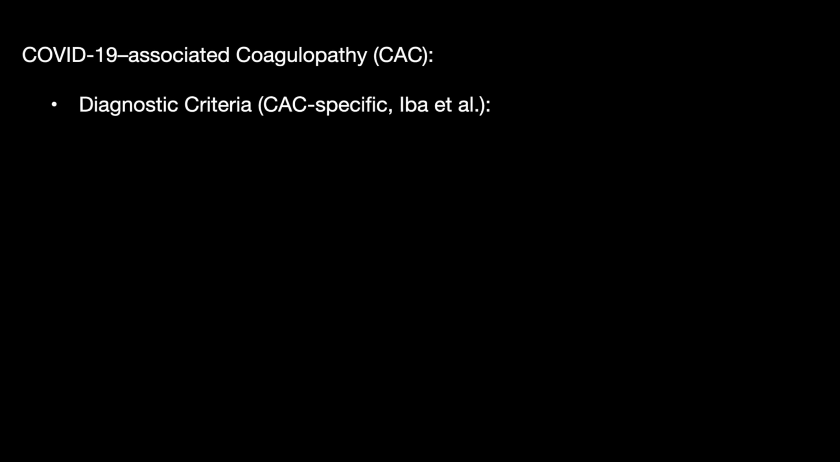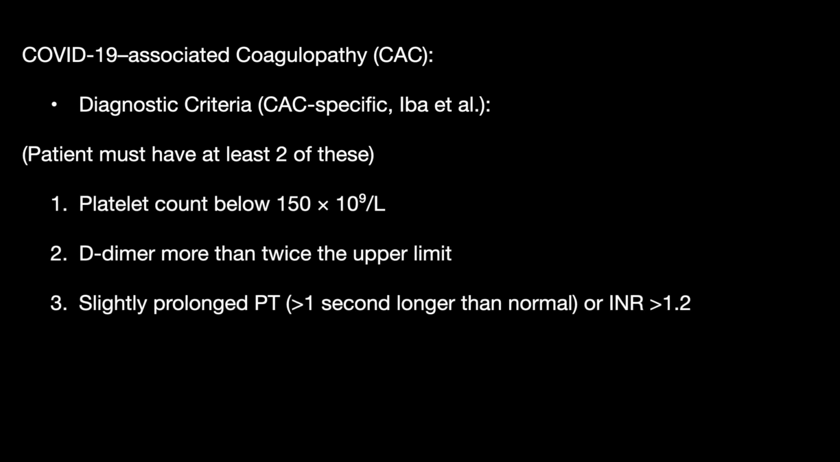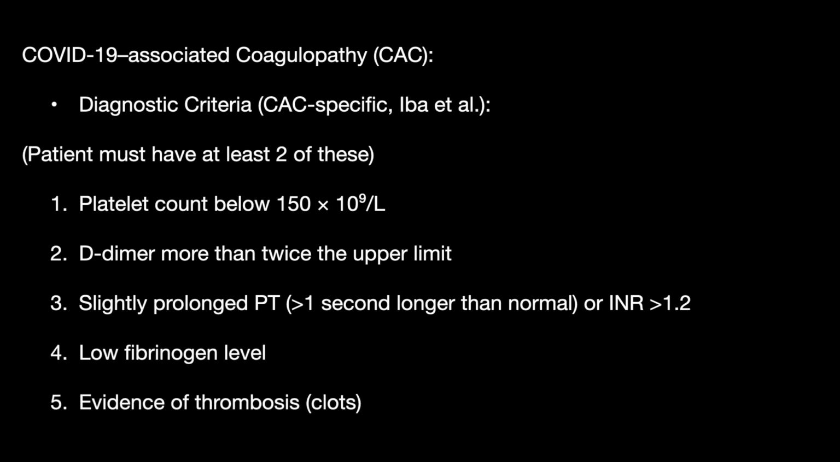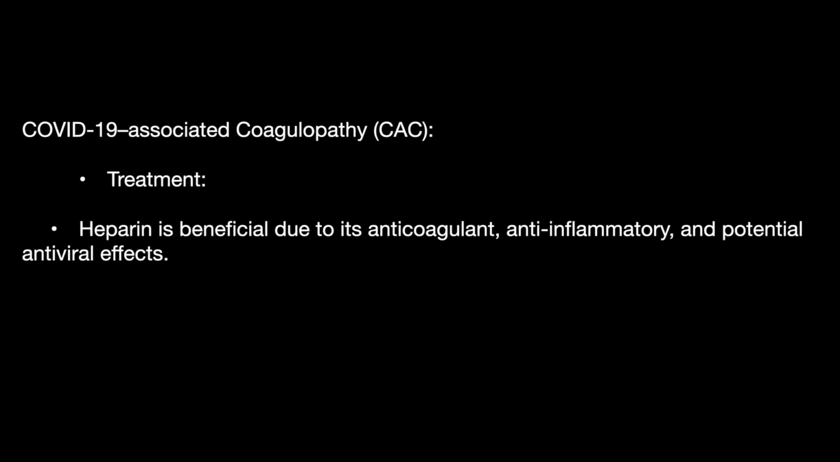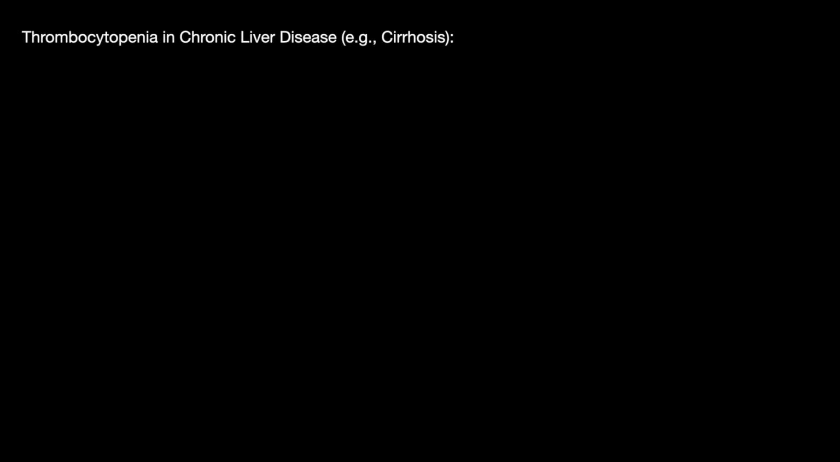Regarding the diagnostic criteria, patient must have at least 2 of these, that is platelet count less than 150, D-dimer more than twice the upper limit, slightly prolonged PT, that is more than 1 second, and INR more than 1.2, low fibrinogen level, and evidence of thrombosis. In the COVID-19 associated coagulopathy, the treatment is heparin because it is anticoagulant, anti-inflammatory, and also has some antibacterial, antiviral properties. Early use has improved outcomes.